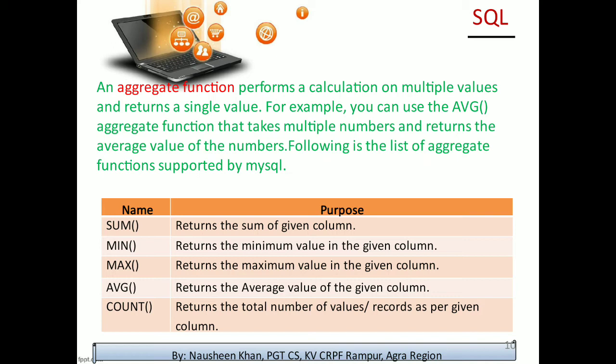Then AVG. The AVG function will calculate the average of the given column. That means there are multiple rows in the input. It will calculate the average and give the result as a single row. Count. Again, it will take multiple rows as input. It will count the total number of values or records in the given column and give a single row result, that is the total number of records.